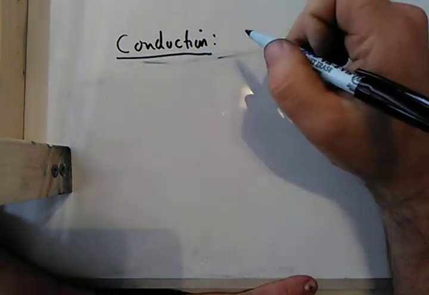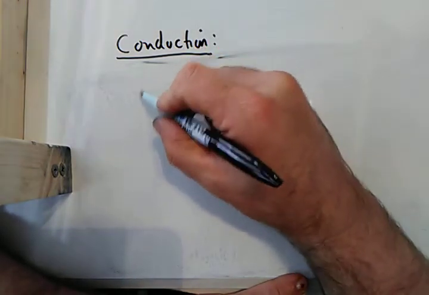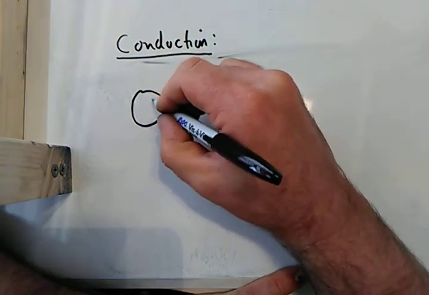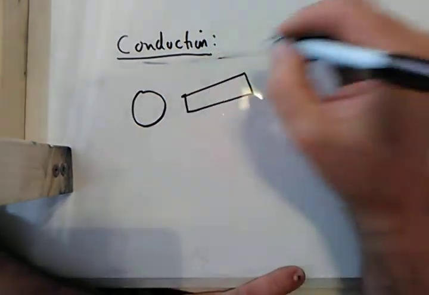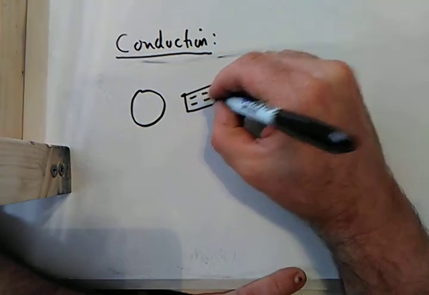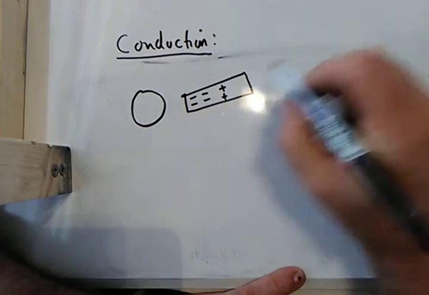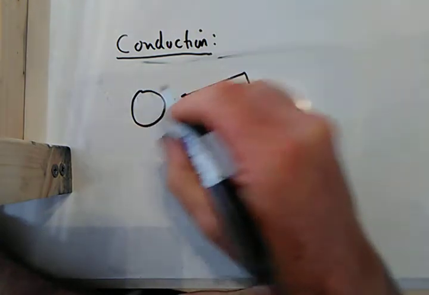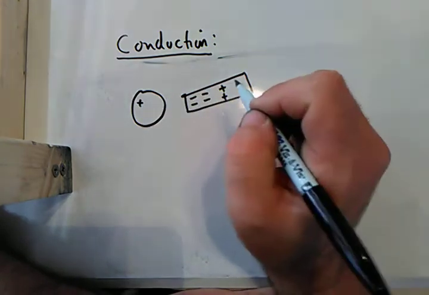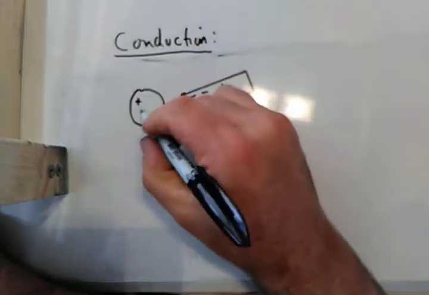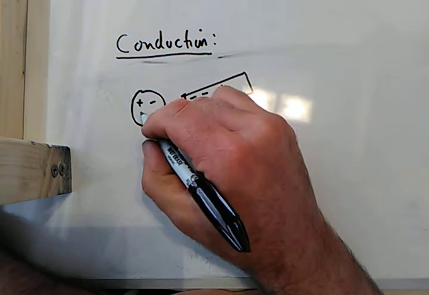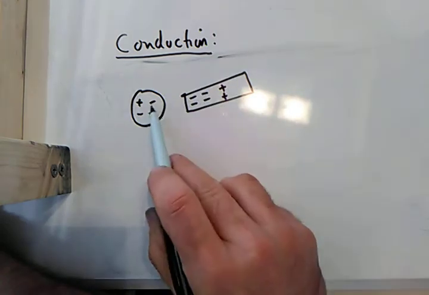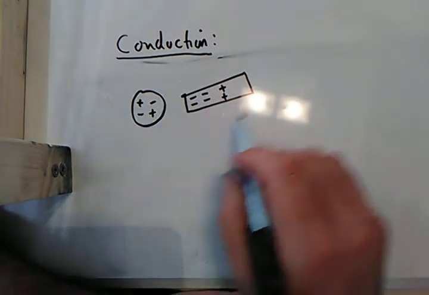Okay, a couple other examples of conduction. Let's say that I have a sphere and a metal rod. Now, I'm going to give the metal rod some extra charges, meaning the metal rod has more electrons than it does protons. What I'm also going to do is give this a neutral charge. Let's just say it's a neutral charge, meaning there's the same amount of electrons as there are protons.